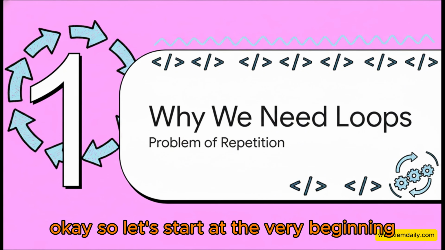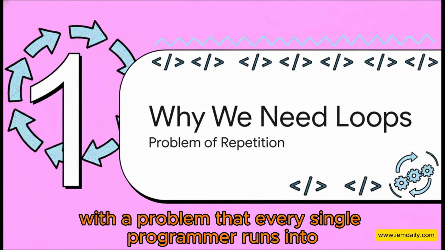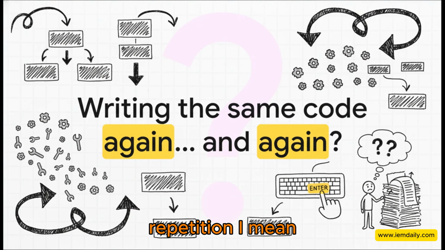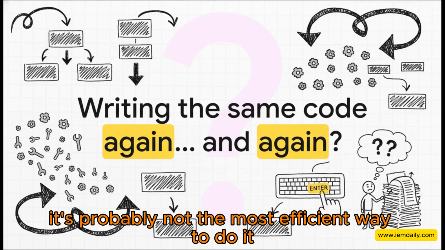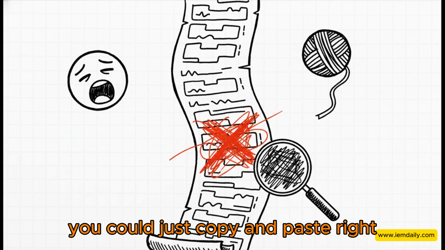Okay, so let's start at the very beginning, with a problem that every single programmer runs into: repetition. I mean, think about it. You need to do the exact same thing multiple times. What's the first thing that comes to mind? It's probably not the most efficient way to do it. You could just copy and paste, right?